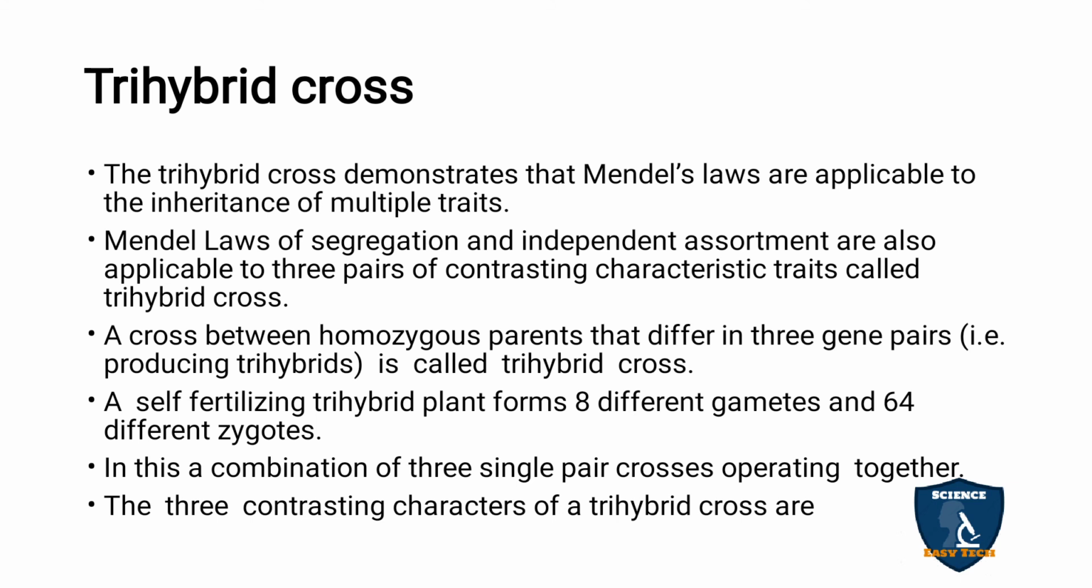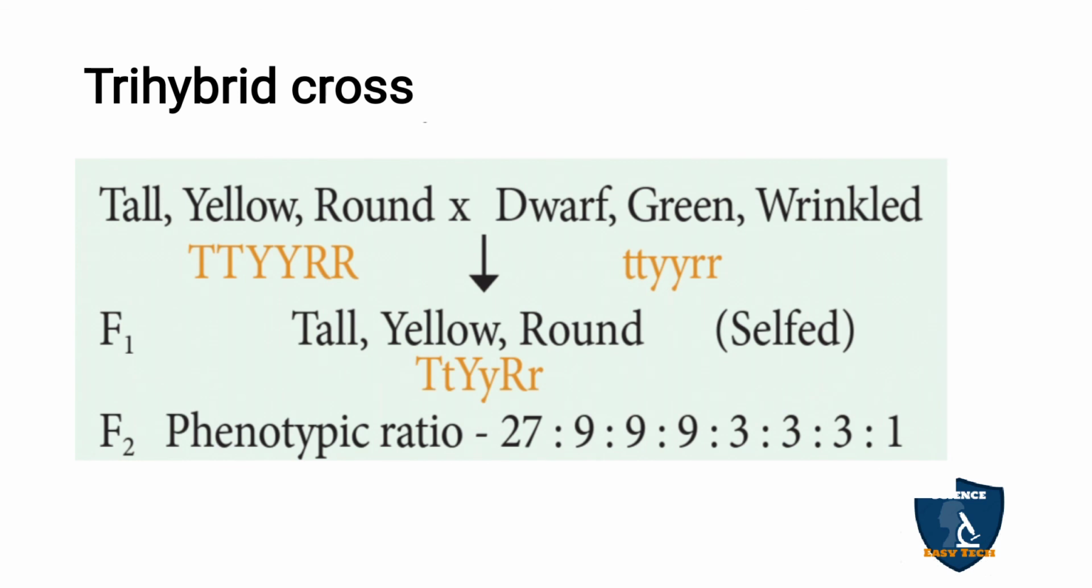The combination of single pair crosses is producing the contrasting trihybrid crosses, which we will see here. You take the height of the plant, color of the seed, and shape of the seed. So tall, yellow, round is crossed with dwarf, green, wrinkled. In the F1 generation you are getting tall yellow round, but in the F2 generation you get a 27:9:9:3:3:3:1 ratio.